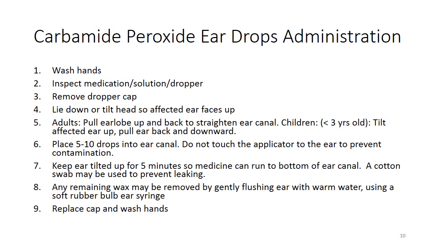Place 5 to 10 drops of medication in the ear canal. Do not touch the applicator to the ear to prevent contamination. Keep the ear tilted up for 5 minutes so the medicine can run to the bottom of the ear canal. A cotton swab may be used to prevent leaking. Any remaining wax may be removed by gently flushing the ear with warm water using a soft rubber bulb ear syringe. Replace the cap and wash hands again.